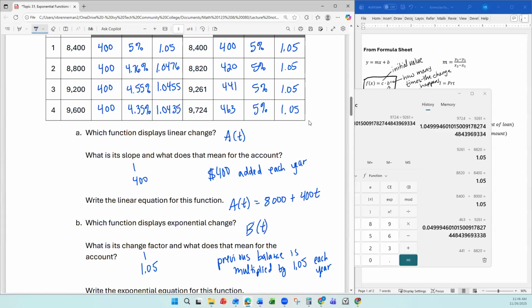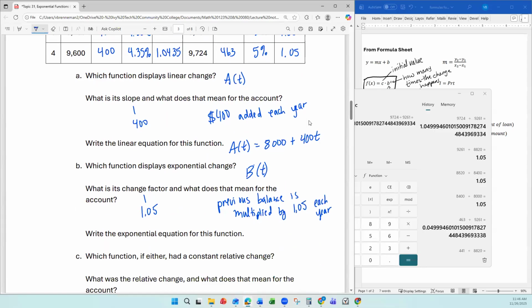The exponential equation, B of t, we're going to have the initial value, 8,000, times, you can do the dot, just be real careful that you know that that's not a decimal point. So I prefer to do an asterisk, or you can put parentheses, 1.05 to the t power. Make sure also you're writing that t power, so it's not just a t after the 1.05. It has to be in that exponent position.